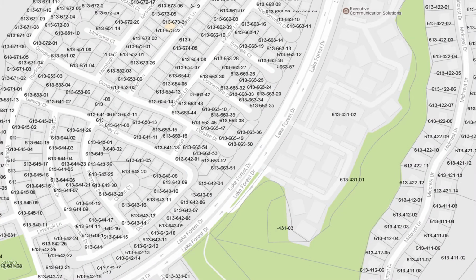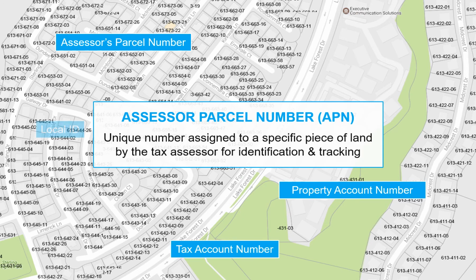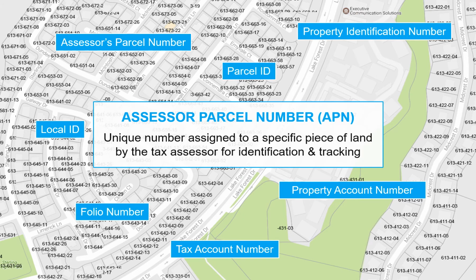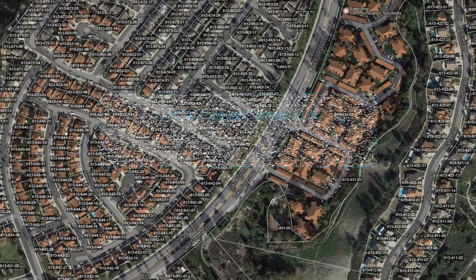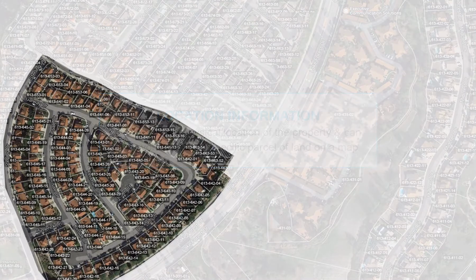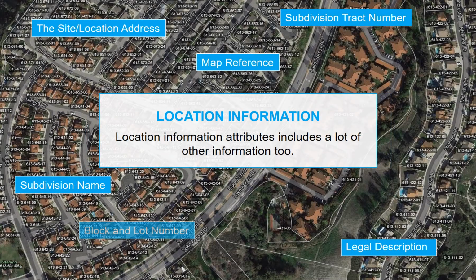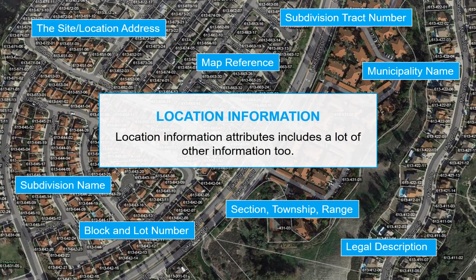It all starts with an assessor parcel number, or APN. Just like you have a Social Security number, every piece of land is assigned a unique number by the tax assessor for easy identification. APN may also be referred to by other names. Next is the location information, which describes the physical location of the property and can help you locate the specific parcel of land on a map. It is also used to group like parcels together that share location attributes, like all of the parcels located within a certain subdivision.